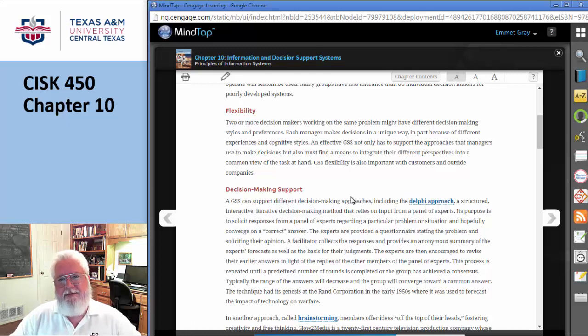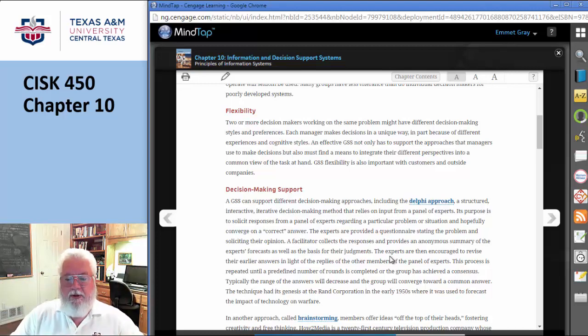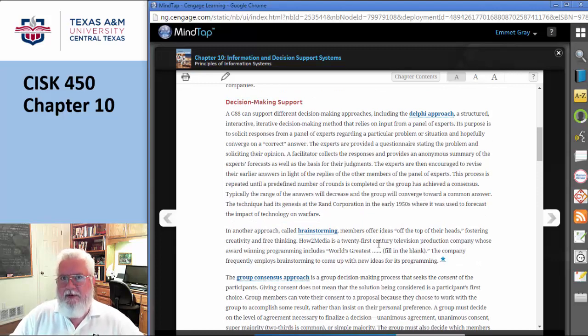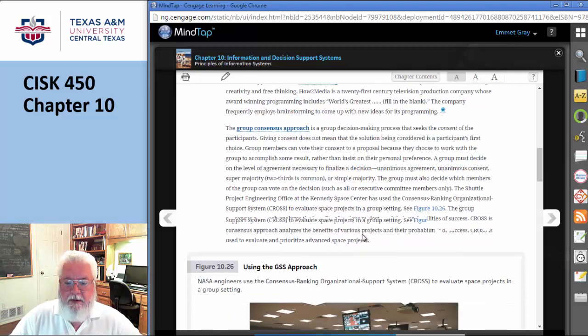Now, they go off on some tangents, talking about the types of choices. When you set one of these things up, you can choose to use different approaches. The Delphi approach is where you have a panel of experts and you use them to query. Brainstorming, you've probably heard these terms, is where people can just blurt out, hey, I think we need to do this. And group consensus, where is it going to be majority rules, or does everyone have to agree? You need to come up with these rules ahead of time. So that's kind of cool.